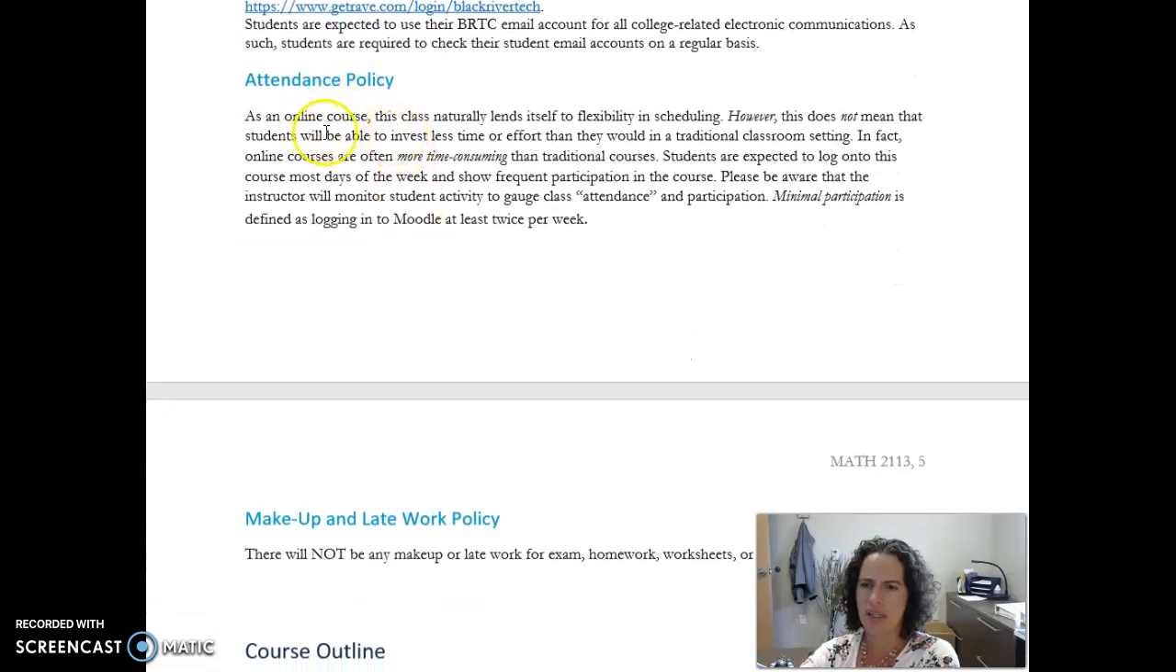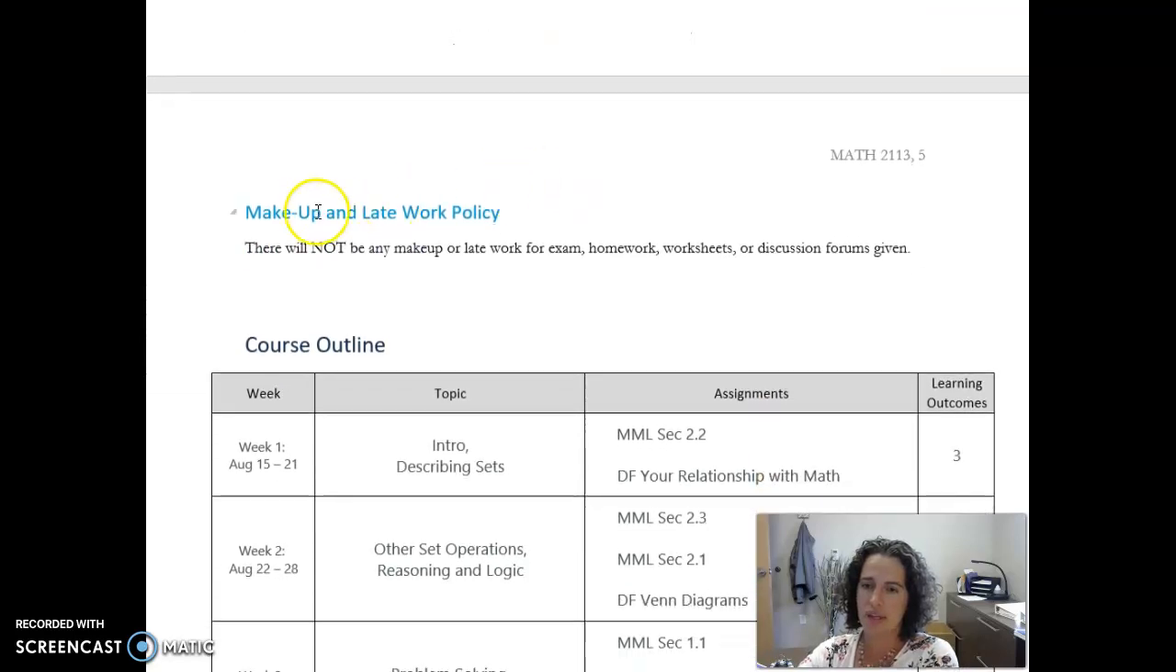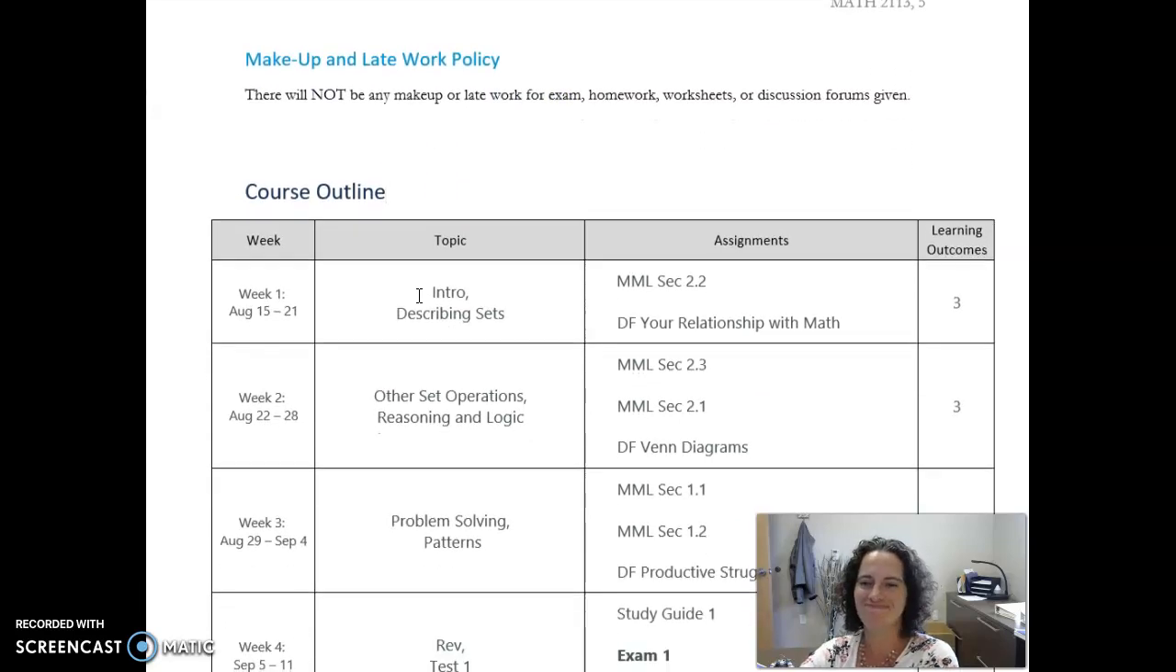Attendance policy, it's not necessarily that you have to show up to campus, but you do need to be working on this stuff every week. Minimal participation is logging into Moodle at least twice a week and working on things. So don't try to just sit down and do this stuff all in one day. It's a lot. Makeup and late work. No makeup, no late work. Get it done the first time.